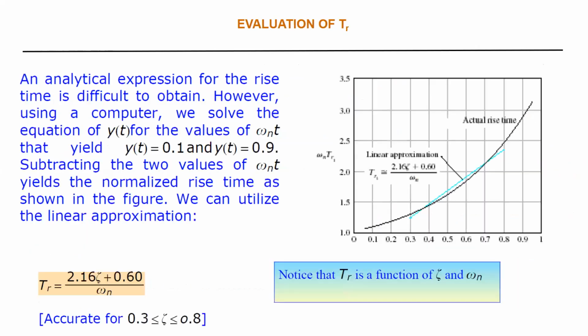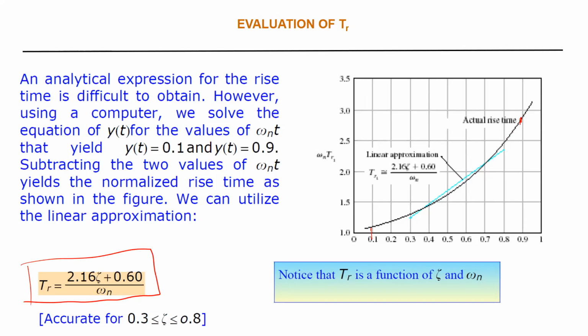We can also relate the rise time to omega n and zeta. The rise time, basically, if you look into the response, it is not easy to solve. They do an approximation going between 0.1 and 0.9, where you do a certain linear approximation. This is the approximation, and it is valid for zeta between 0.3 and 0.8. If you go outside this range, you might get a little bit of error.